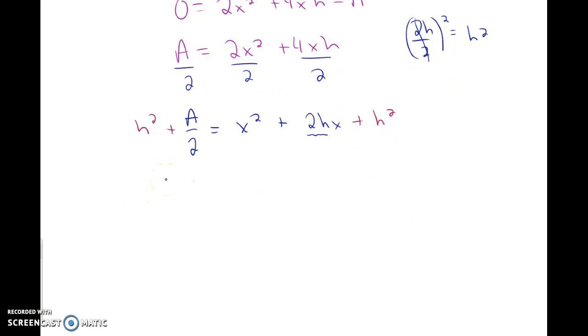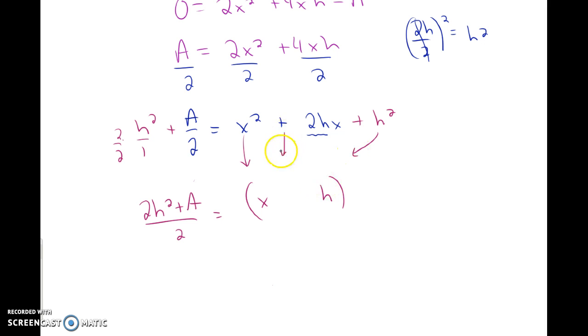It's a little strange because it's in terms of h, but it doesn't matter. It's completing the square, same old, same old. Common denominator over here. So I get 2h squared plus a over 2. And this is going to factor into the square root of that, square root of that, and that side. If you didn't believe it, multiply these and double it. It works.